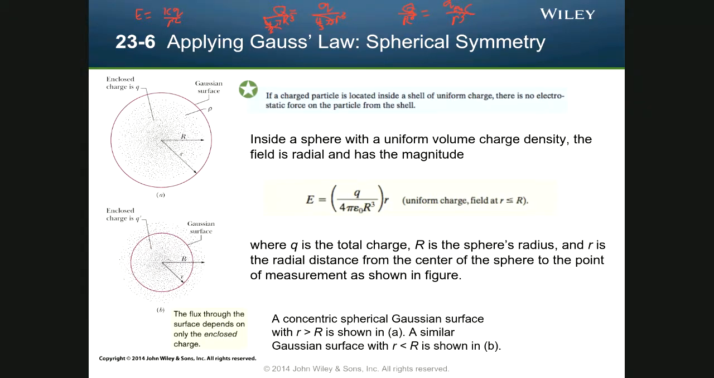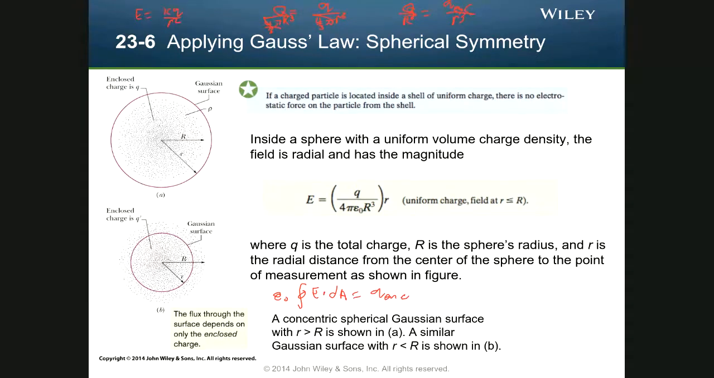One thing I don't like about the slides done this way is that they don't always start with Gauss's law, which is always a good idea. So we'll start with it here, where we can write it: epsilon naught integral of E dot dA equals Q enclosed.